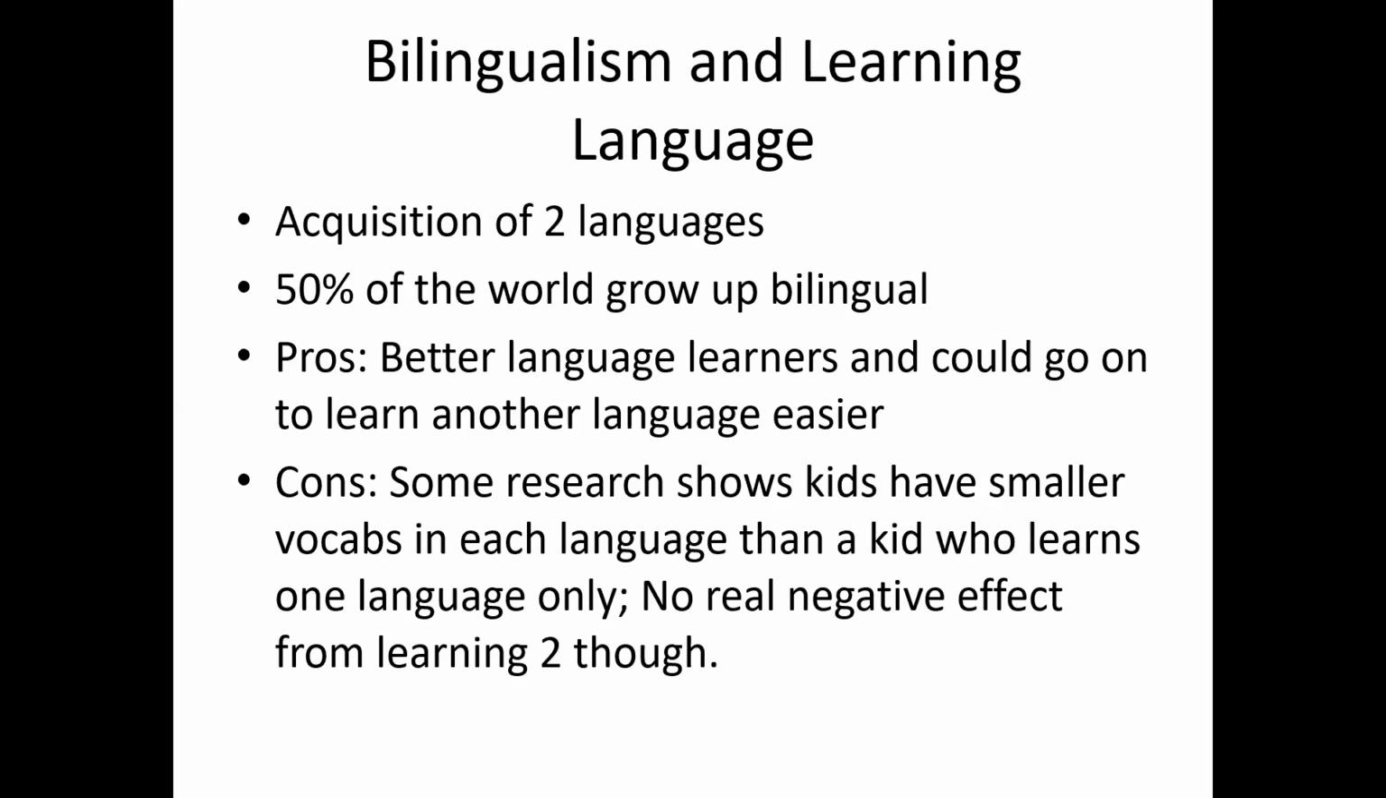The cons are initial cons that go away pretty quickly. Research shows that if a kid is bilingual when they're young, they learn these 2 languages and they have a smaller vocabulary. So if somebody is a small child and only knows English, maybe they know 100 words, right? But a kid who's bilingual knows 50 words in English, but they also know them in maybe Spanish or whatever. So they only have 50 words in each language versus the other kid who has 100 words in the 1 language.